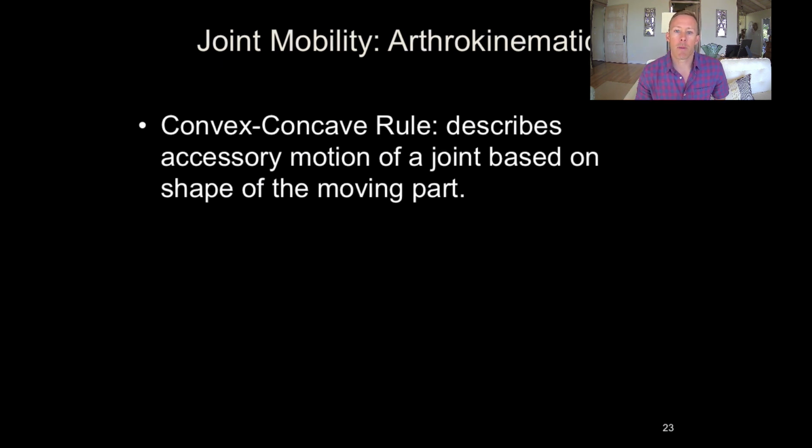Okay, and within arthrokinematics, there's an important rule called the convex-concave rule, and this will help us understand this accessory motion, this arthrokinematic motion. We have to know which side of the joint we're on. All of our joints have a convex side, an outward-facing side, and a concave side. And those two fit together. All of our joints have a convex and a concave side that allows them to fit together. Some are more obvious than others.